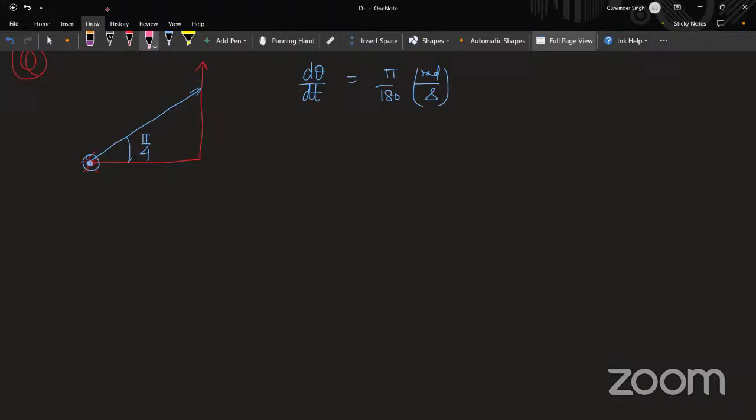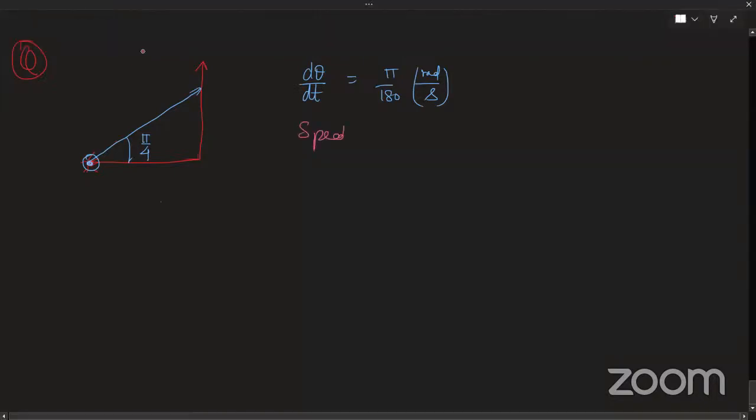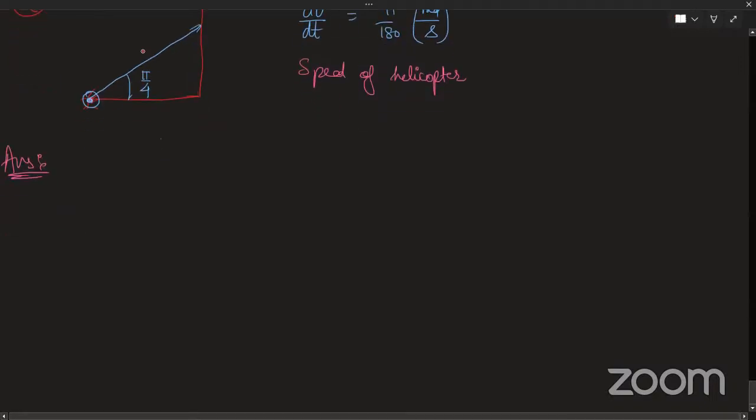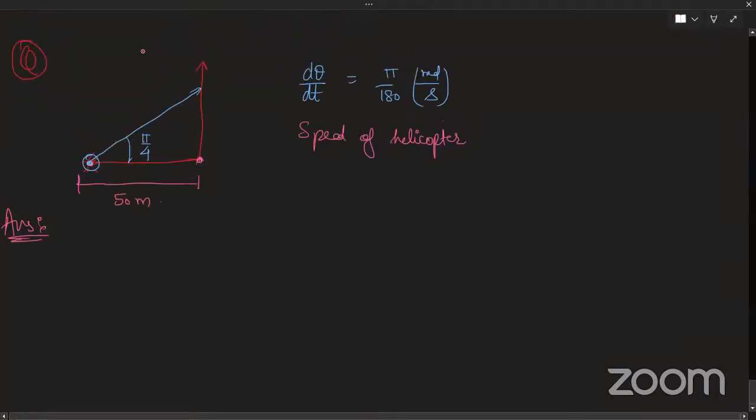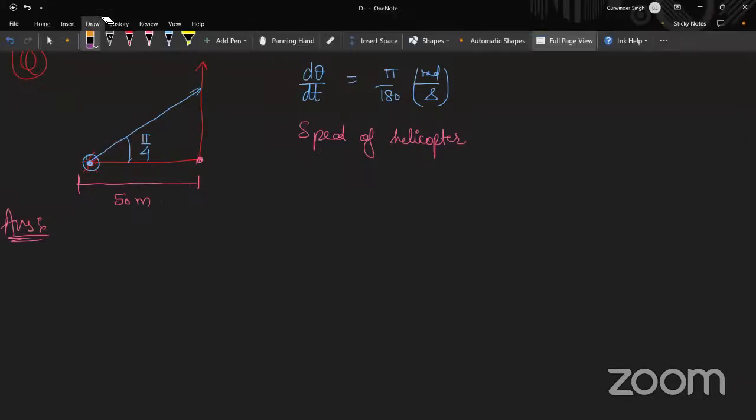So now it is asking you what is the speed at which the helicopter is rising. And this distance is already given to you. It is 50 meters. Just a minute.